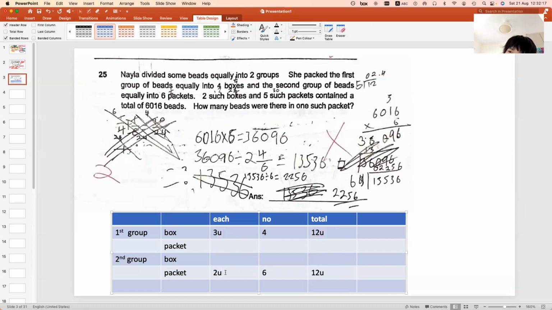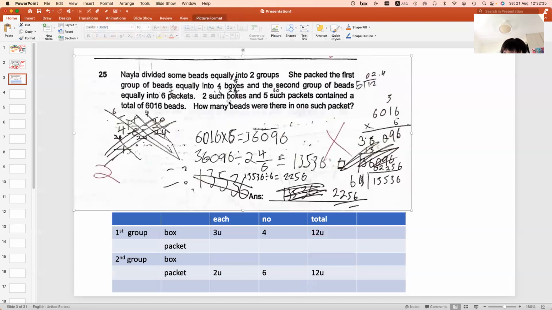Okay, just by changing the total from U to 12U, you have a better each. It's a whole number each instead of the fraction each. All right, so I can probably use 12U for total. Therefore, I can have a 3U for each, which is a whole number, which we are very comfortable with. So with this, you can start to do the rest. It says 2 such boxes and 5 such packets contain a total of 6016. So what you need to do now is you just have to continue. 2 such boxes means 2 3U.